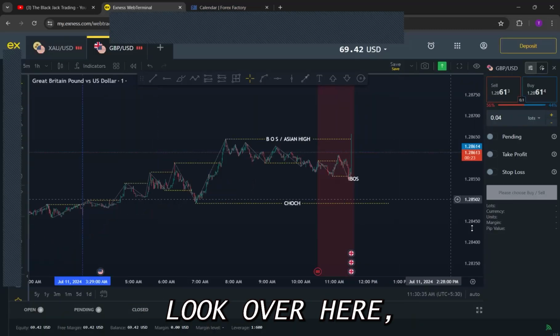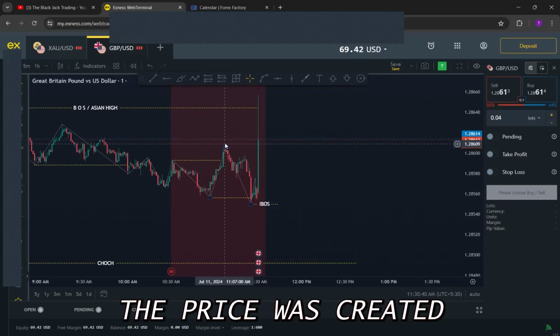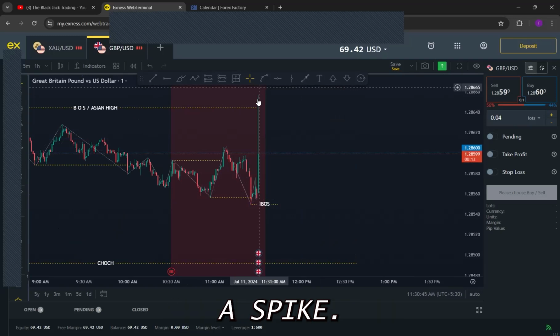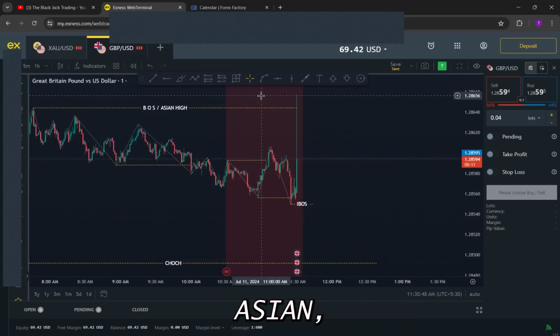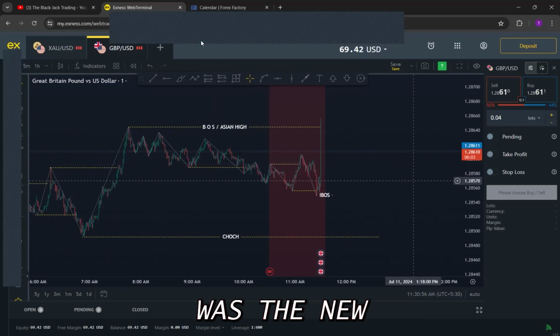However, technically, if you look over here, the price again consolidated and confused a little bit. As you can see, the price first created a higher high, and the last leg was a lower, and then finally the market suddenly put up a spike, targeting towards the Asian high in the market. So this is what has been done over here in today's new trade of the GBP.